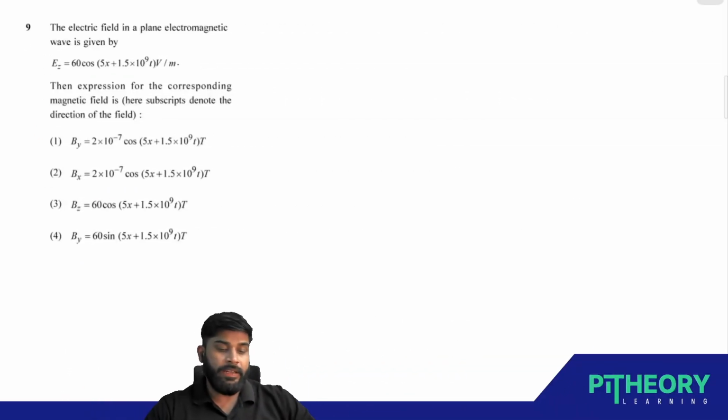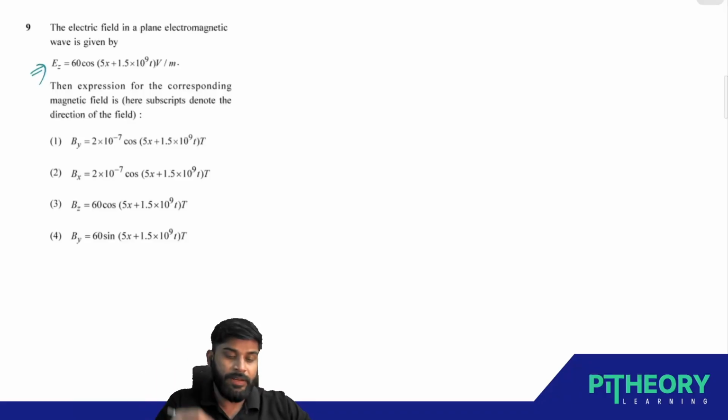So here we have the ninth question. This is on electromagnetic waves. The equation for the electric field is given. You are asked to find the equation for the magnetic field. Correct? See, even without solving this, finding the values and all the relative values, you can tell the answer very quickly.